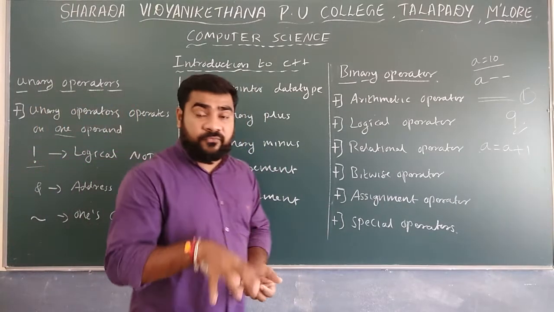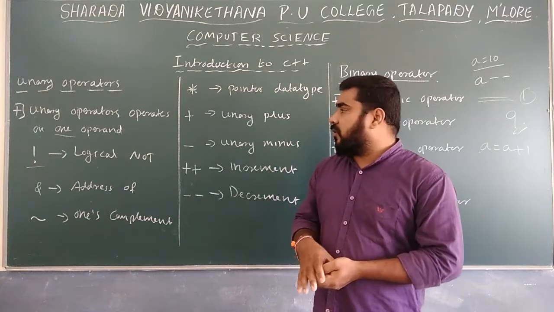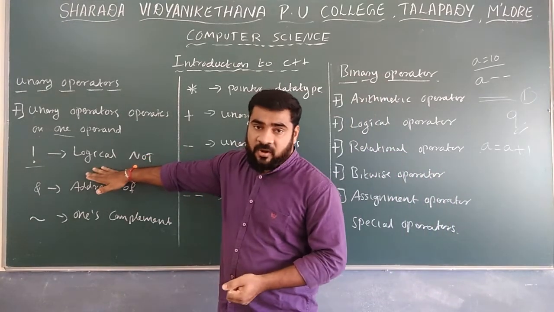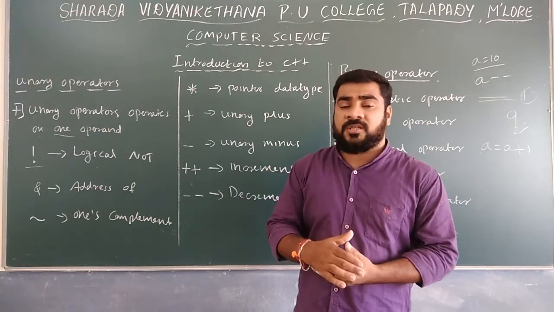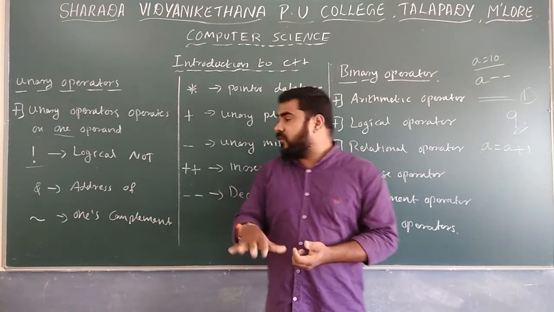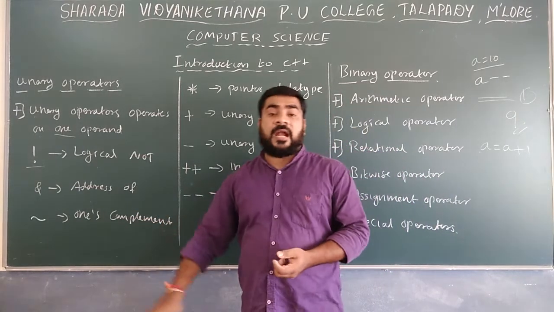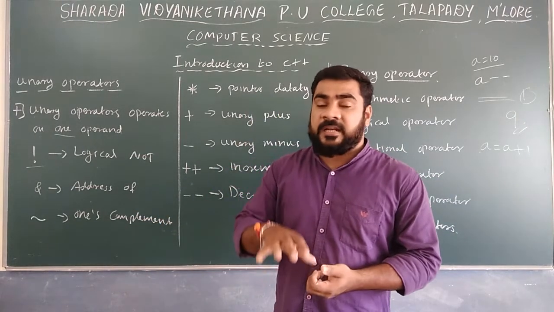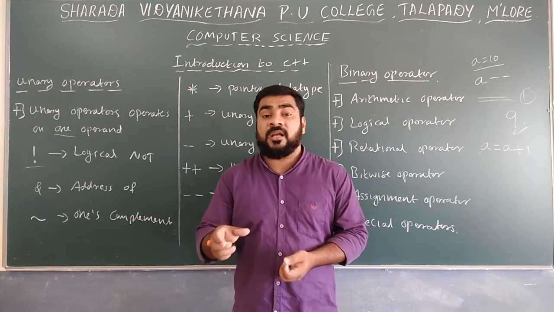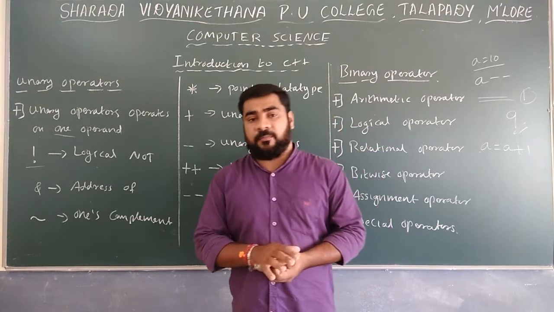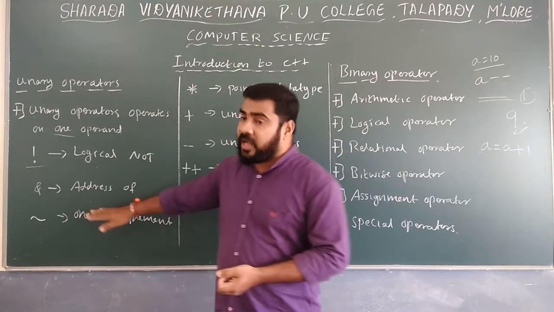These are the different types of unary operators. The first one is logical not, used to perform the not operation. The next one is the address-of operator, the ampersand. It is mainly used to fetch the address, or display the address, of a particular variable.